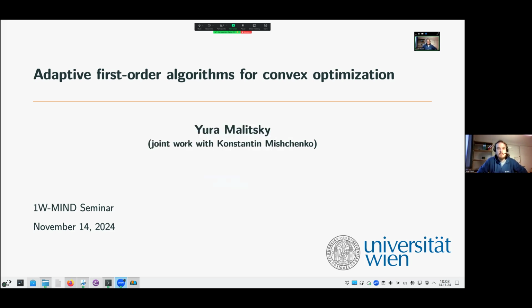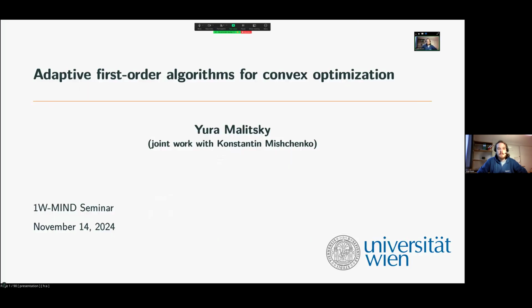Today's speaker is Yura Malitskyi. He obtained his PhD from Kyiv National University in 2015, and he is now at Universität Wien, University of Vienna. Before joining Vienna, he was in Göttingen, Graz, Lausanne, and also Linköping. Yura's research resides in continuous optimization, relating to many different things such as dynamical systems, optimal transport, and machine learning. Today he's going to talk about adaptive first-order algorithms for convex optimization. The floor is yours, Yura.